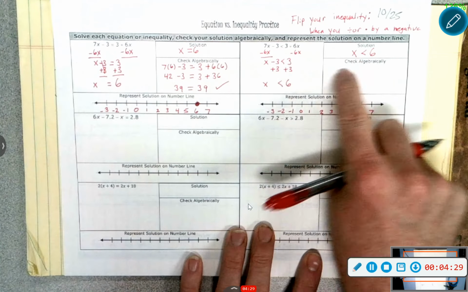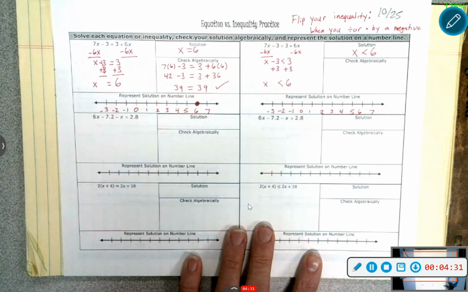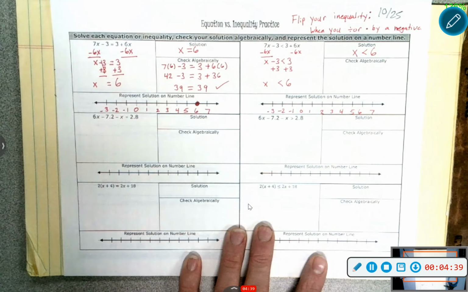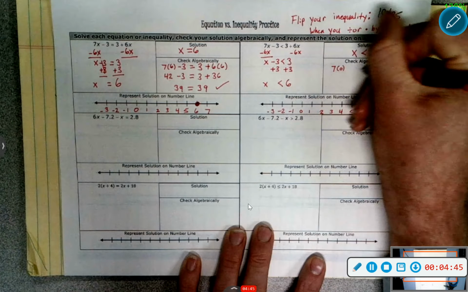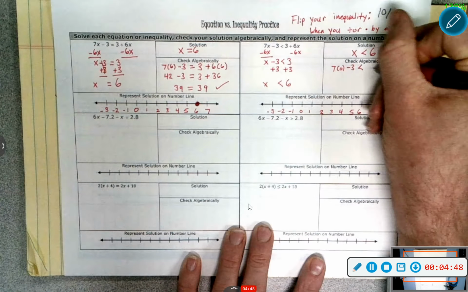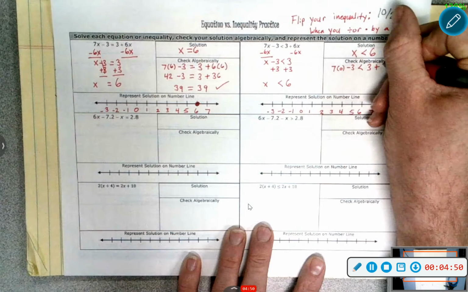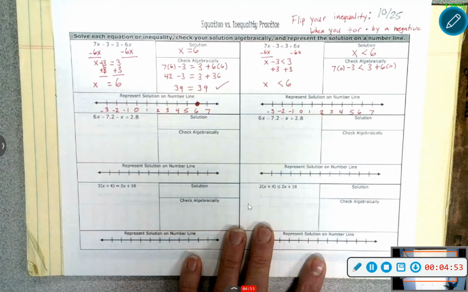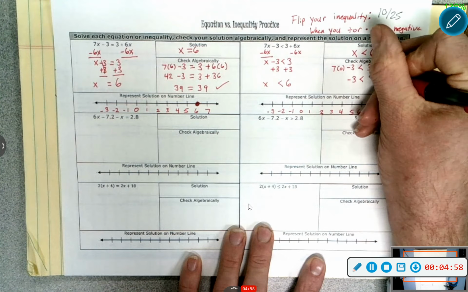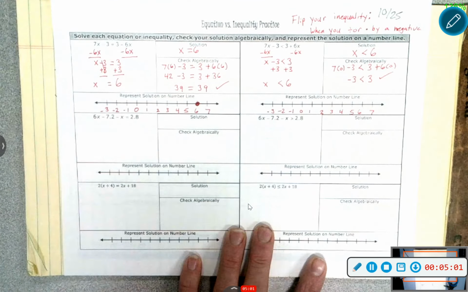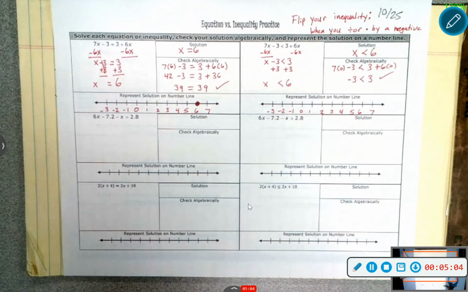So if I want to check my solution algebraically, I'm going to plug in a number less than 6, not equal to 6, because that would not fit in my solution set. I think 0 is going to be the easiest number that is less than 6 to plug in. So I'm going to plug that in and see if my inequality is true. Both of these terms cancel out completely. So I can just write negative 3 is less than 3, which is true. So I've confirmed my solution is all the values of x that are less than 6.